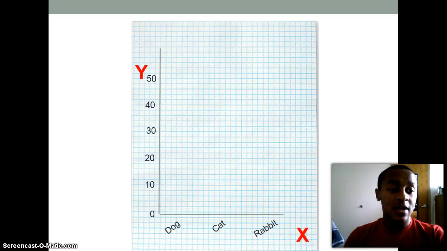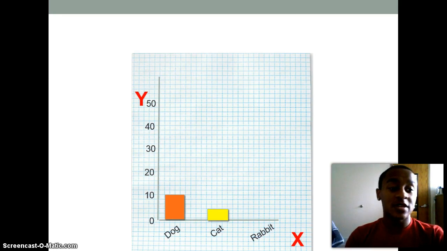To enter the data that was collected, shade in the bar graph up to 10 where the dog is labeled. Shade in the bar graph up to 5 where the cat is labeled. And lastly, nothing should be shaded in above rabbit because no one in the class had a pet rabbit.